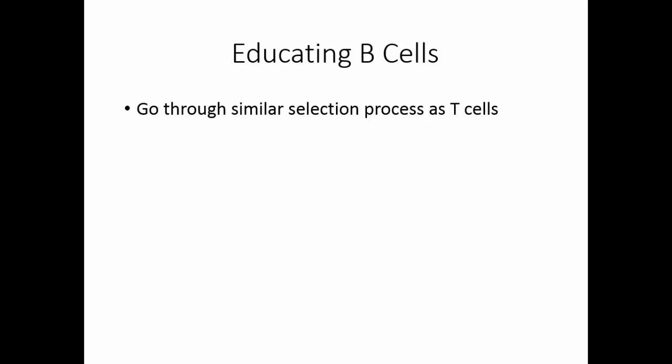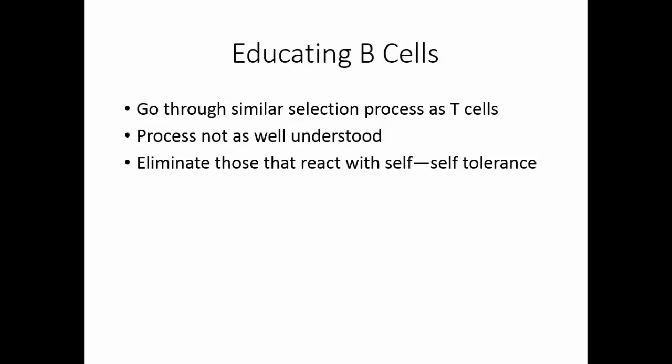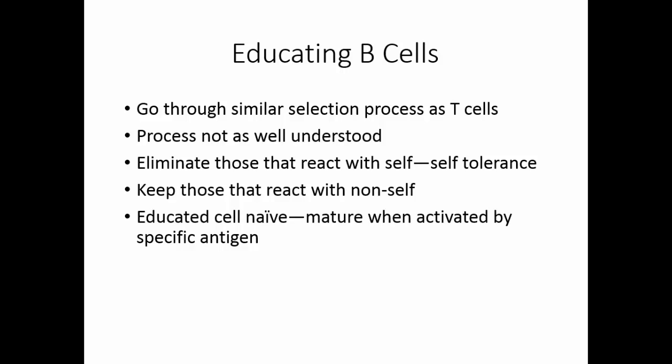B cells also have to be educated. They go through a similar selection process as the T cells, but we don't understand this process nearly as well. But we do have to eliminate those that react with self so that we have self-tolerance, and we have to keep those that react with non-self. Again, these educated cells are still naive. They only mature when they're activated by their specific antigen. Many of these cells will never be activated.